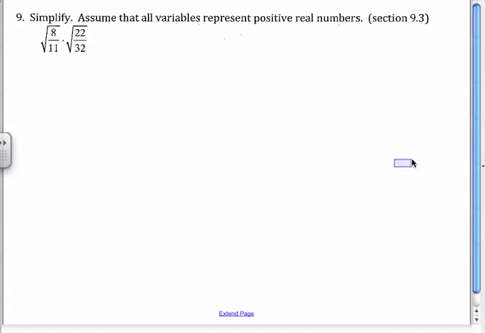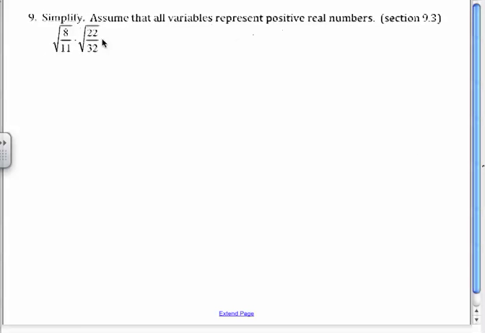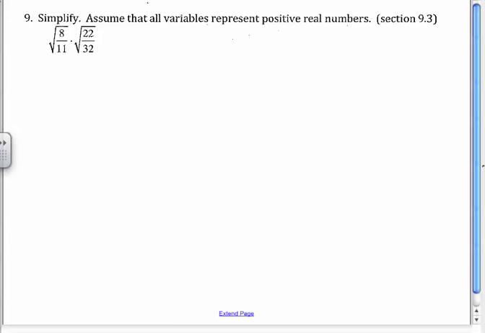Okay guys, for number 9, I've got the square root of 8/11ths times the square root of 22/32. And since they're both radicals, I know that I can multiply them. So that means that this is equal to the square root of 8 times 22 over 11 times 32.